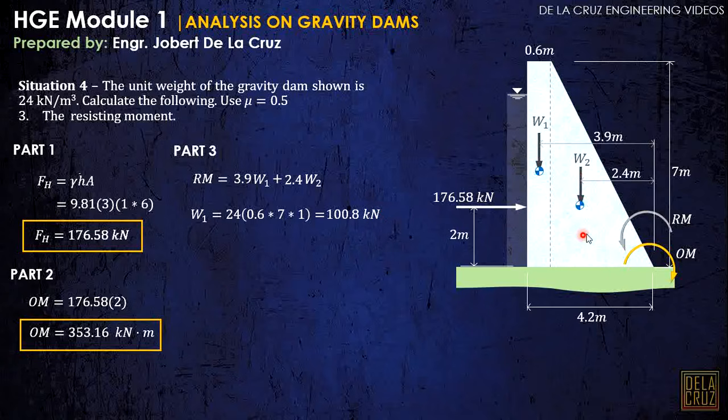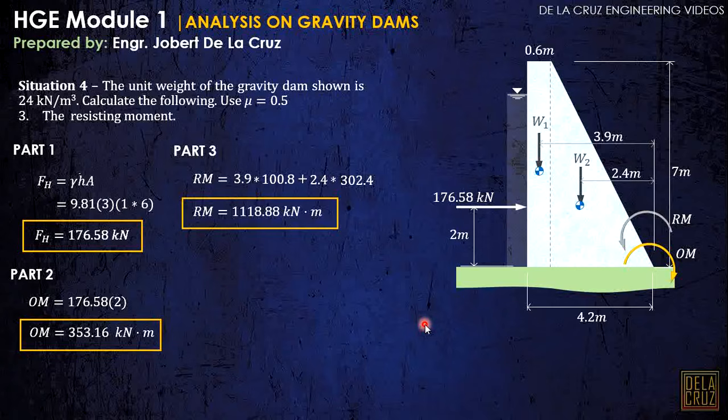Now the W2 naman, that is just the same, 24 times this volume ito. So again, 1/2 of base. Ang base natin is from here up to that point lang. So 4.2 minus 0.6 times height na 7 times perpendicular length, or yung strip natin 1 meter. And that will be 302.4 kilonewtons. Okay, then substitute dito. Ayun. Okay, so we have the resisting moment is this one, that value.